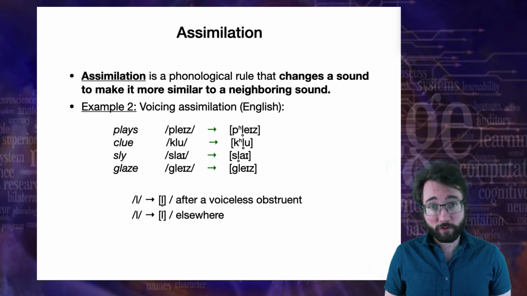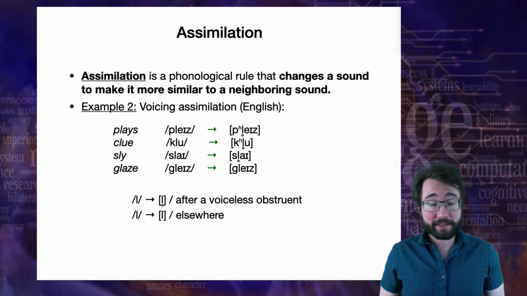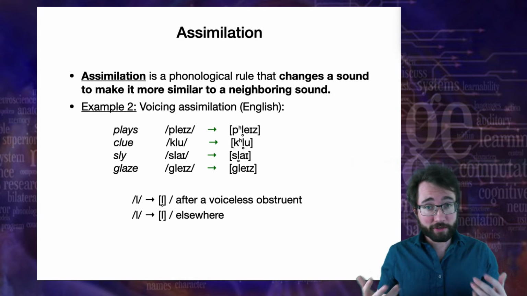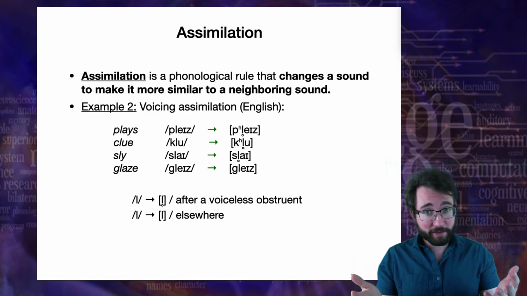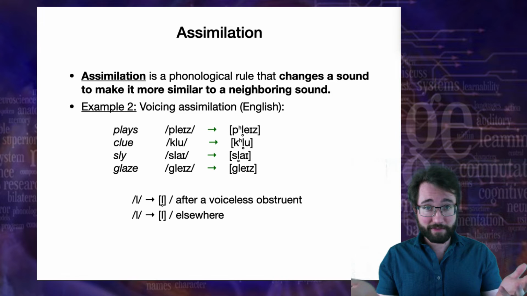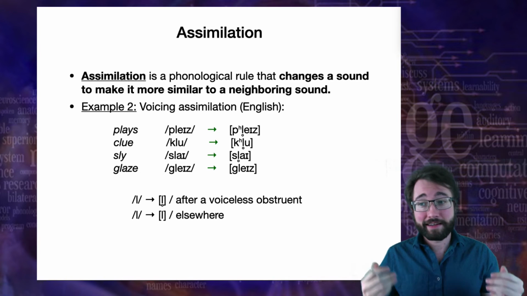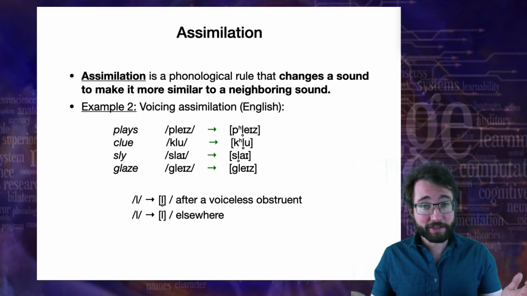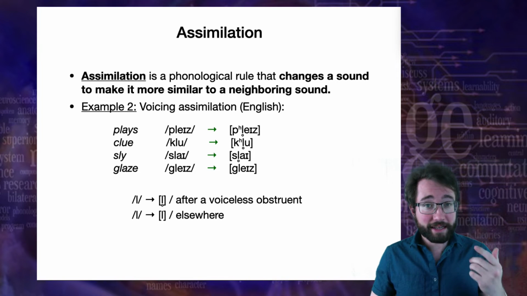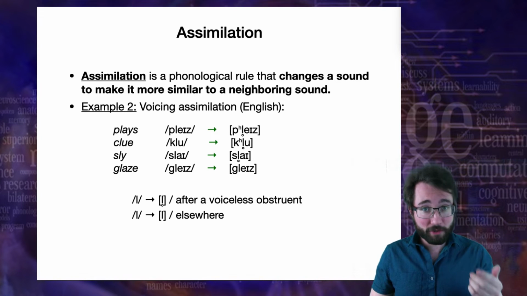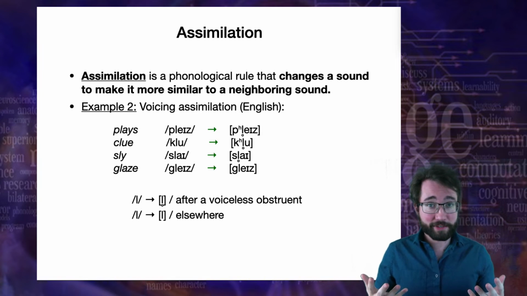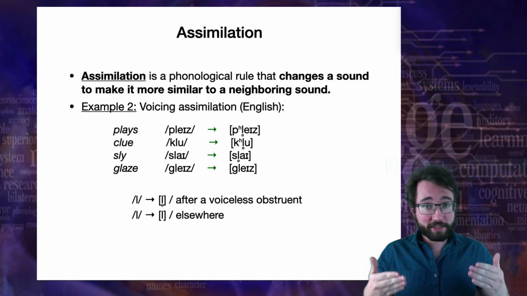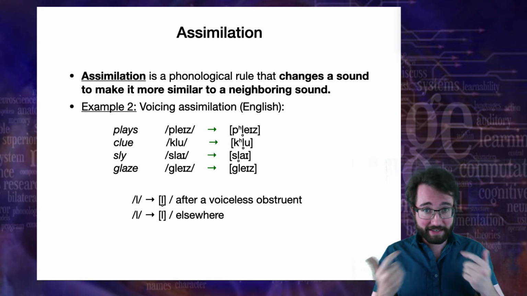So this is voicing assimilation. Basically, the unvoiced P, K, or S, the unvoiced feature of that sound spreads into the following sound, and the L, as a result, is unvoiced. So when you say play, clue, sly, there's a voicing assimilation where the L becomes unvoiced so that it's more similar to the unvoiced consonant that comes before it. Voicing assimilation is very, very common across languages. Sounds can either become unvoiced or voiced in order to match the sounds that they're next to.